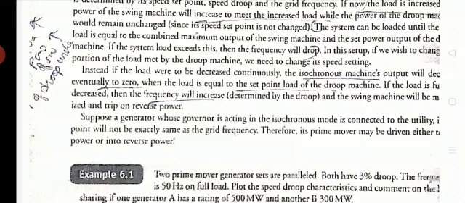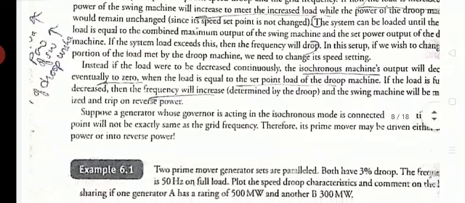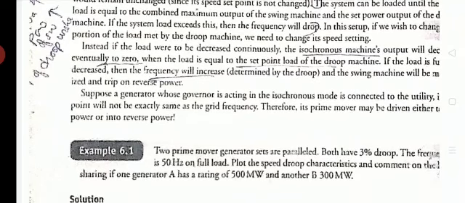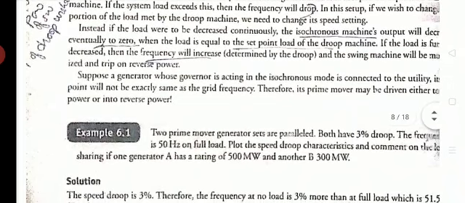Okay, so it is determined by the droop, and the swing machine will be minimized and trip on reverse power. Suppose a generator whose governor is acting in the isochronous mode is connected to the utility. Its set point will not be exactly the same as the grid frequency. Therefore, its prime mover may be driven either to full power or into reverse power.